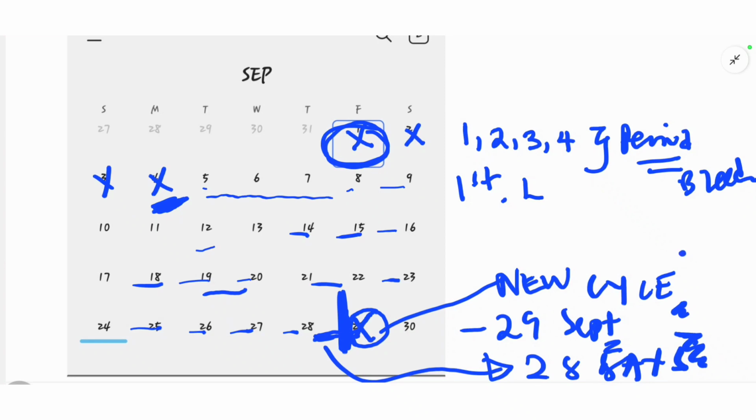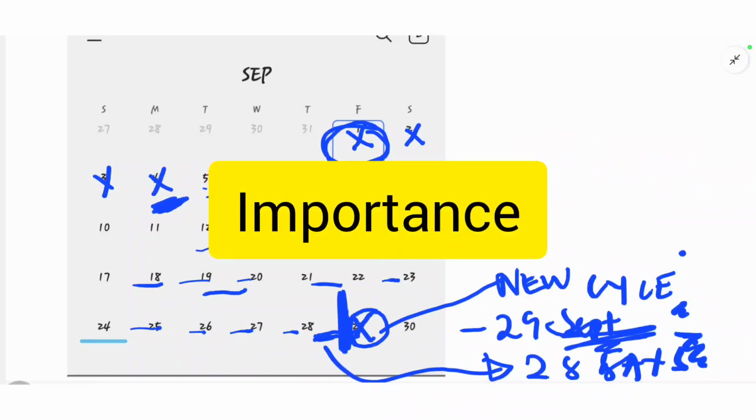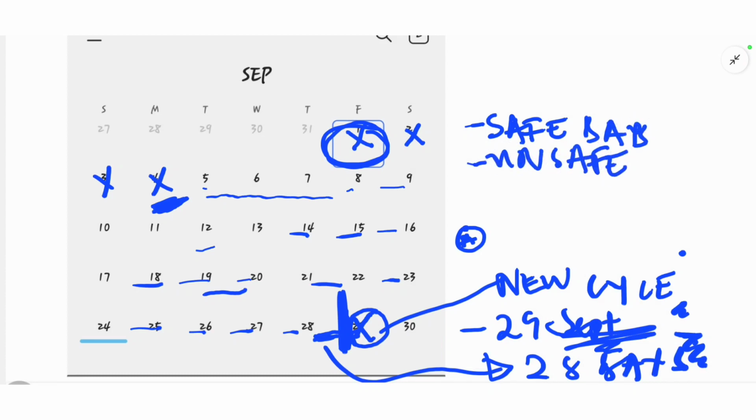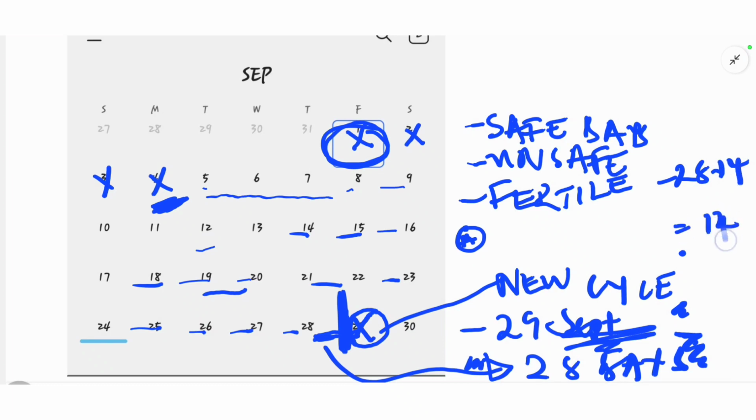So how is this very important? Determining your menstrual cycle helps you to estimate your safe days, your unsafe days, and your fertile days. Because if you use a 28-day cycle to determine your ovulation day, it is probably going to be around 28 minus 14, which is the 14th day of the cycle.